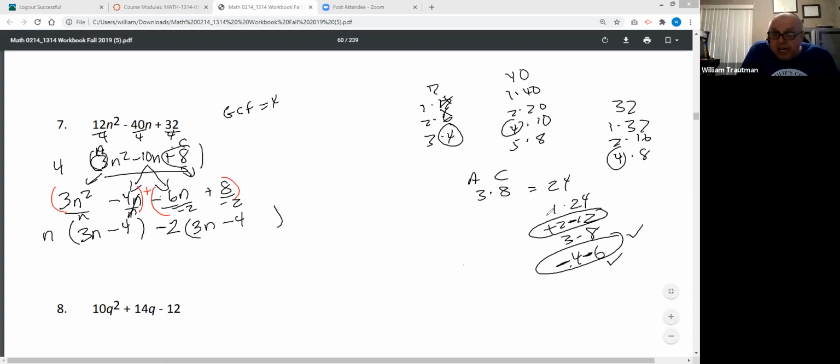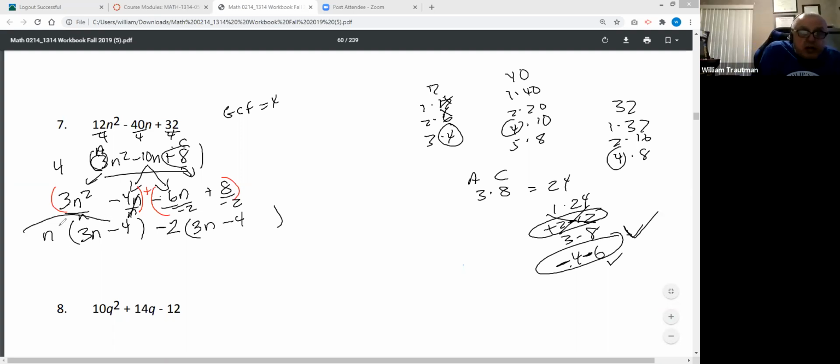Since it worked, I know that's the answer. By the way, if you couldn't get it to work, then try the other pair. But normally, if you look at 3 times 8 and they're both positive, then when you multiply these two, they should both be positive also. And -4 times -6 is positive.